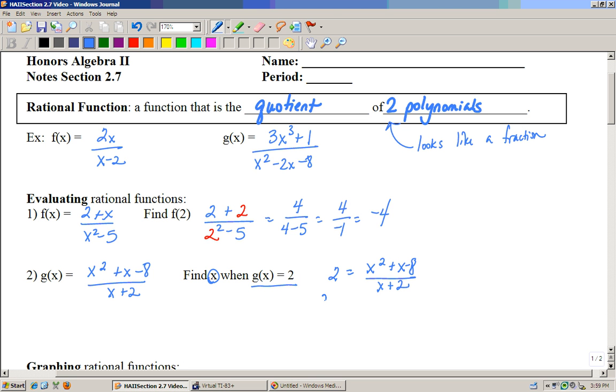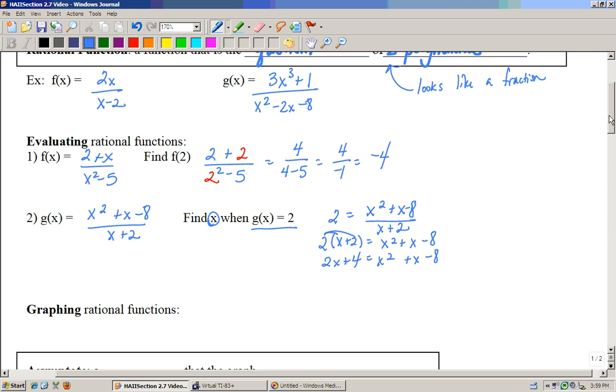If you multiply both sides by x plus 2, you get 2 times the quantity of x plus 2 equals the numerator of the right side. Distribute, and you get 2x plus 4 on the left side. Still have to get x by itself. You notice it's a quadratic, so you should be getting everything on one side equal to 0. So subtract 2x and you get negative x. Subtract 4 and you get negative 12. That is factorable. Your factors are x minus 4 times x plus 3. So you get two answers. X can either equal 4 or x can equal negative 3, and the value of the function would be 2.